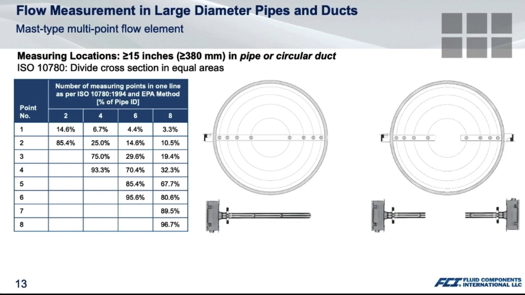But in this depiction on the right, we have 8 points. So let's go all the way to the right of this chart where we have 8 points. The first point is located 3.3% from the wall of the pipe, or into the pipe. The second point is located at 10.5% and so on and so forth. It's divided into equal areas. And again, remember, the closer you get to that wall of the pipe, the greater the area.